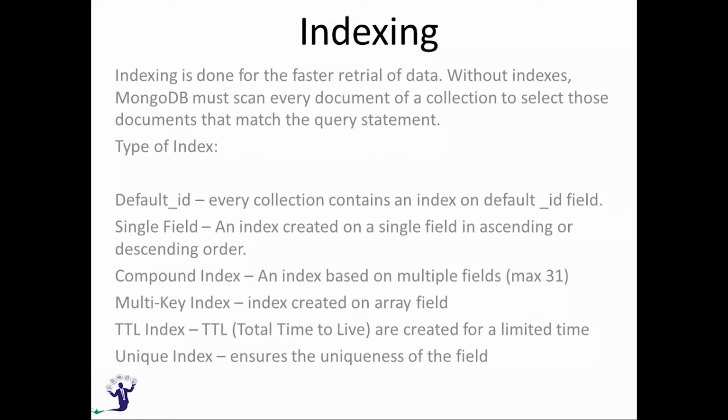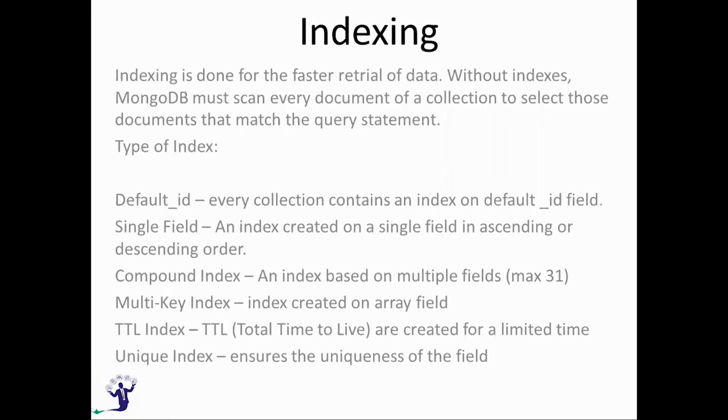In Mongo, we have different types of indexes. Number 1 is the default index, which is created on the _id field. Whenever you create any document in Mongo, an index is automatically created. The indexing has already been done on the underscore ID field. That is why it is known as the default index.